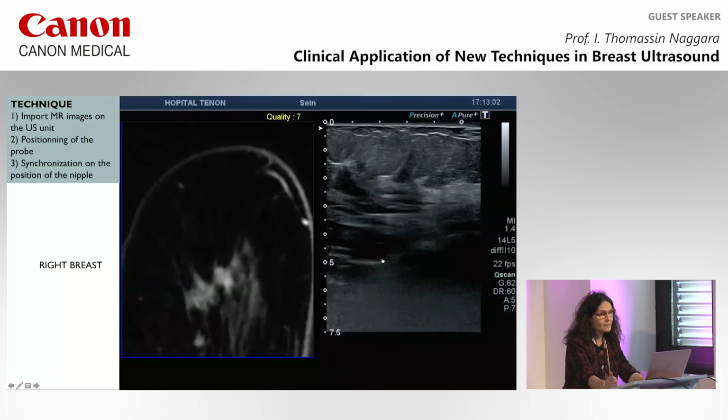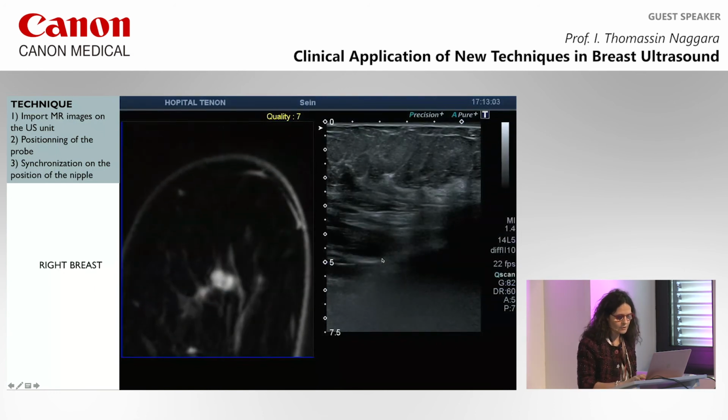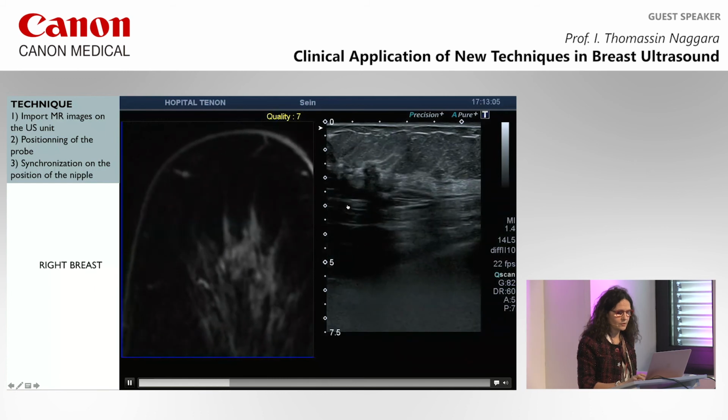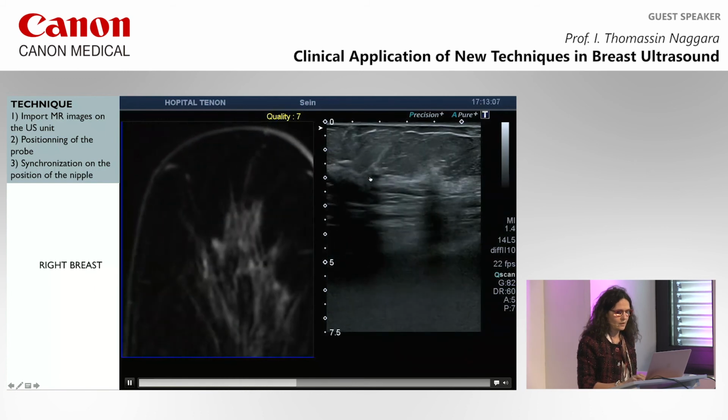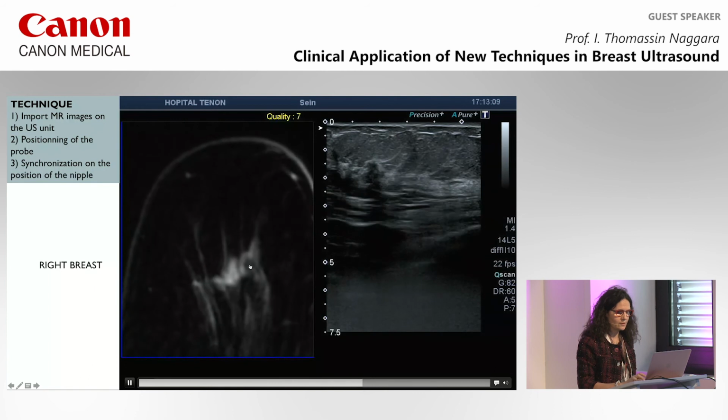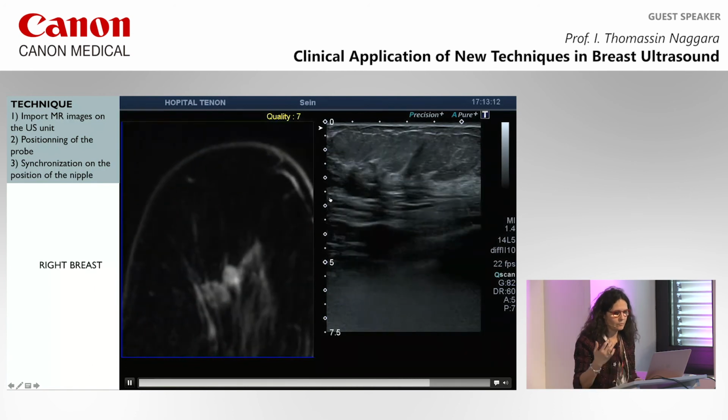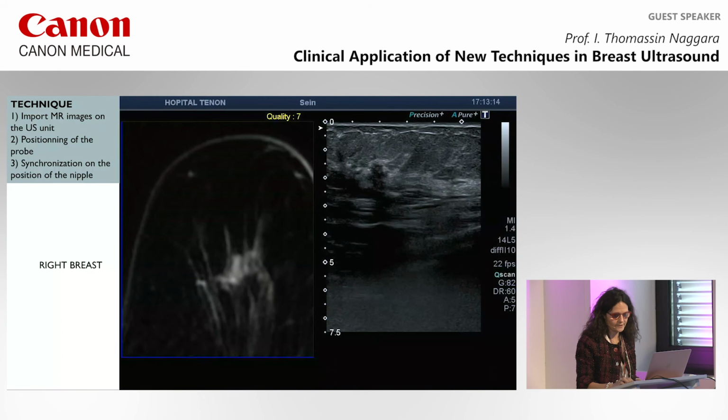It's quite easy, because when you perform MRI, you use a 3D sequence, and you import the T1-weighted native sequence, because it's useful to also have the normal breast parenchyma around. You position your probe and do the synchronization with the position of the nipple. And so here you have the lesion there. So when you move your probe, you also move the MR sequence.